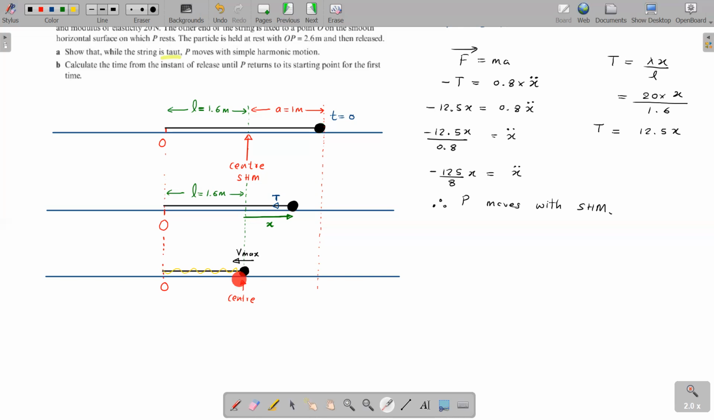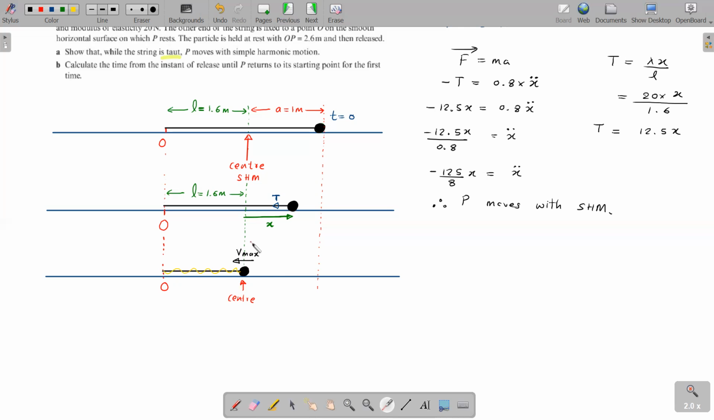Is it going to stop here? Obviously, no, right? It has a velocity. So how do you predict this particle will move the next part of the motion? Is it going to continue simple harmonic motion?